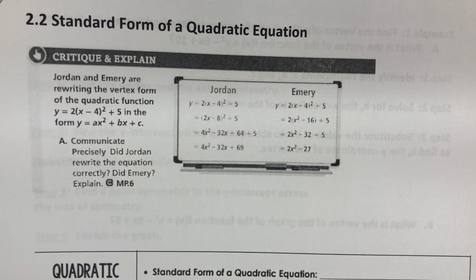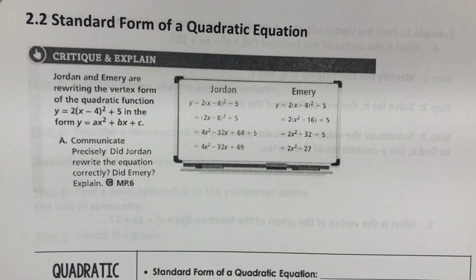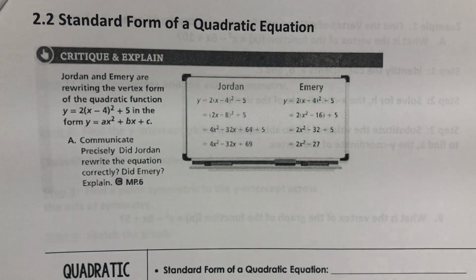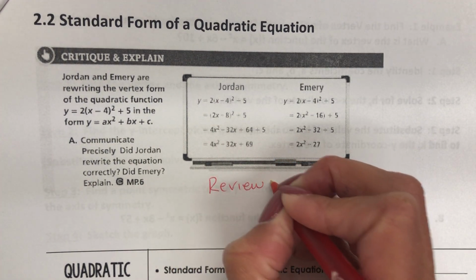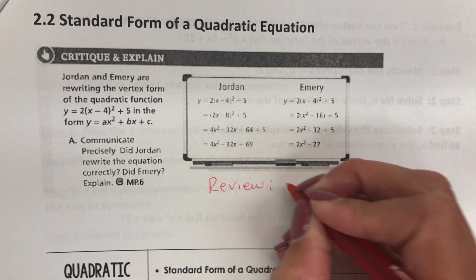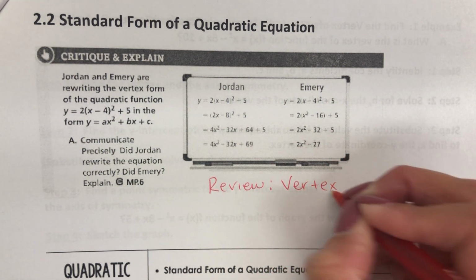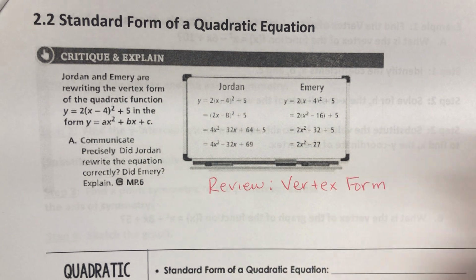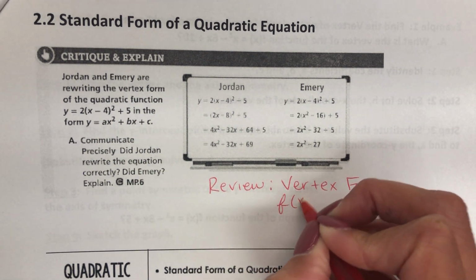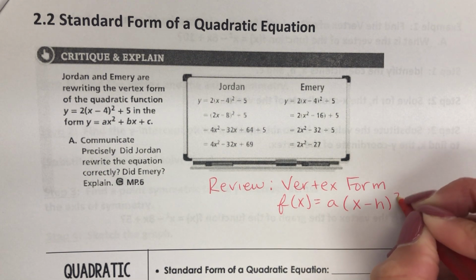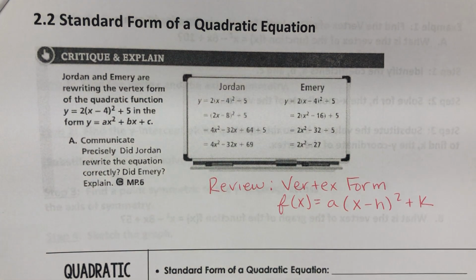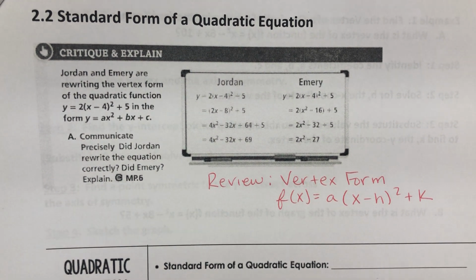Right, so we are in section 2, chapter 2.2. Just a quick review from last section in 2.1. We were talking about the vertex form of a quadratic. So the vertex form is given by f of x equals a times (x minus h) squared plus k. That was the form that we were working on last section.